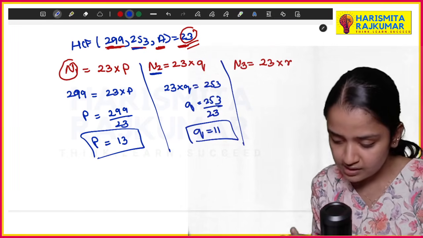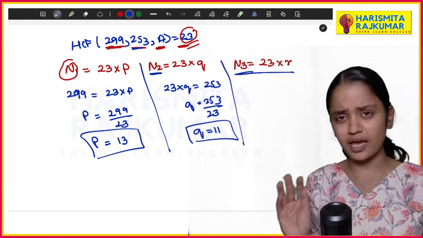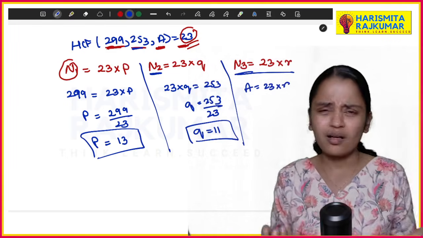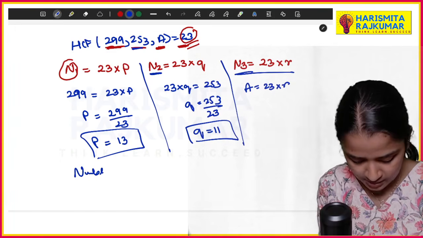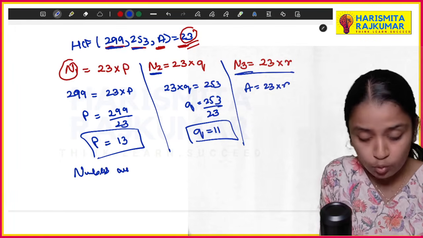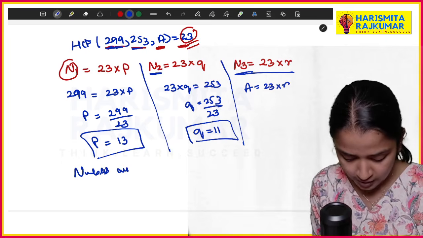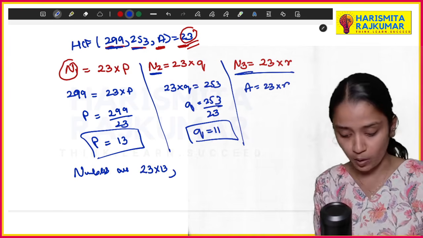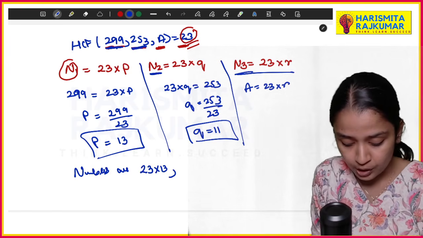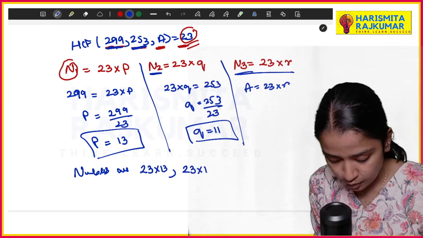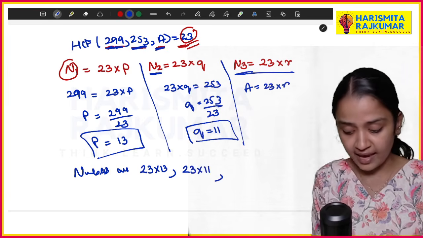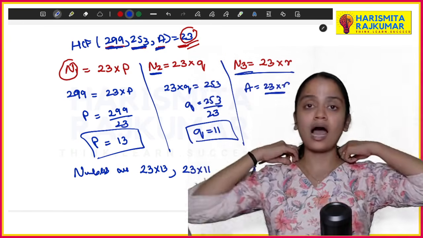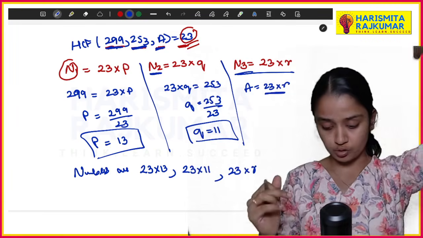Now this you can't work out, because this is A. You're just representing A is equal to 23 into R. So now I'm just writing the numbers. You know the number 299; you can represent it as 23 into 13. This is number 1. Number 2, which is 253, you can represent as 23 into 11. And number 3 is A; I can represent it as 23 into R. I hope you understood it.